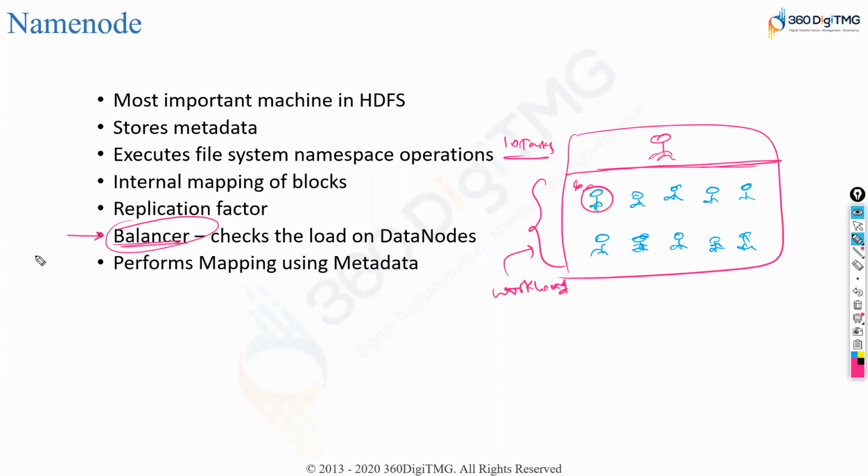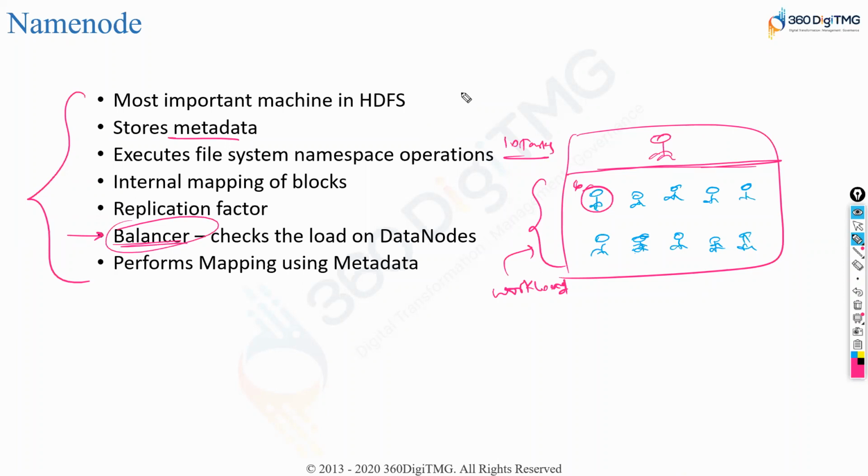Though you execute the command, the name node has to give that information on which node is working heavily, and which node is slow and not working on many tasks, right? So that information is extracted from metadata again. But ultimately, the name node helps us to do the balancing, right? So these are the tasks that your name node does. Name node does not directly deal with the client data.